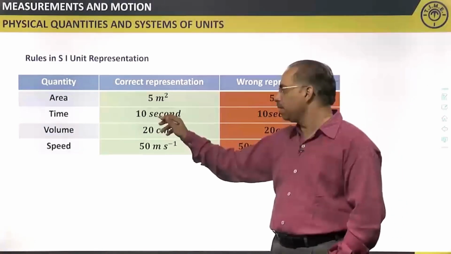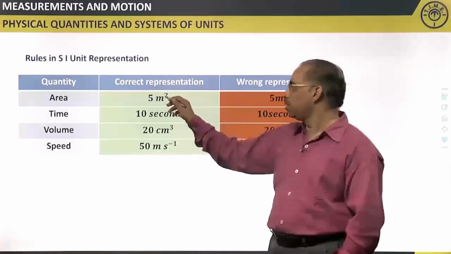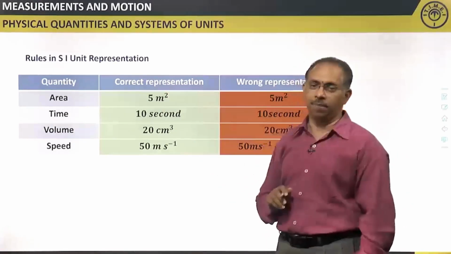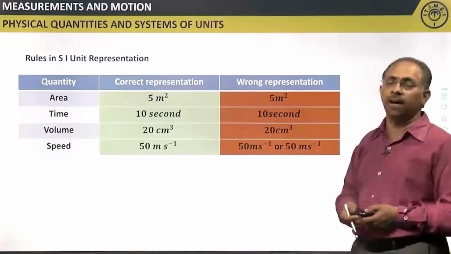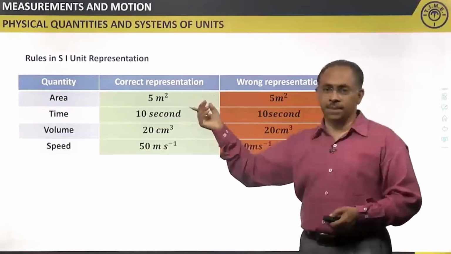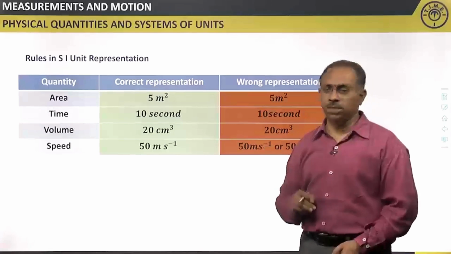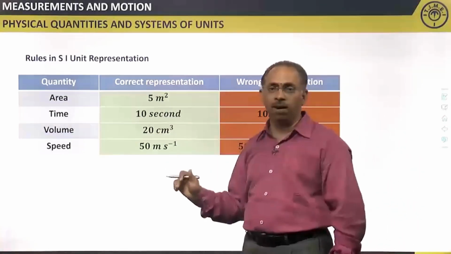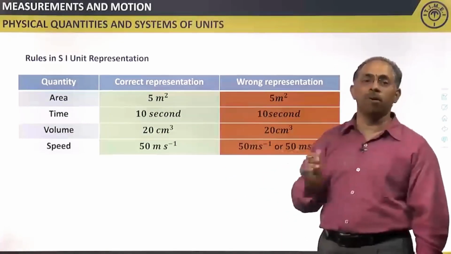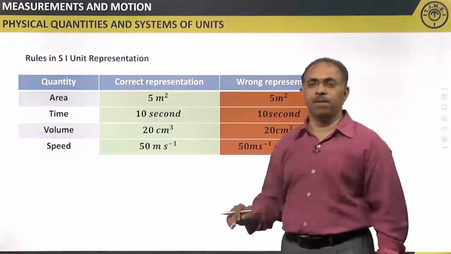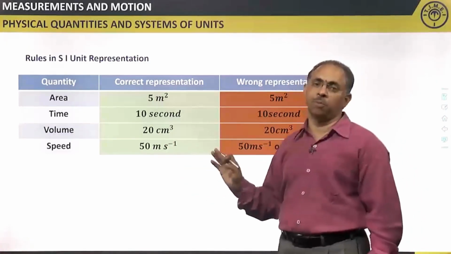In this example, the name of the unit is written, whereas in this example, the symbol for the unit is written. Okay. Whichever way you write, either the name of the unit or the symbol notation, you need to have one space between the number as well as the unit. If it is a compound unit like meter per second, you need to give space between the individual units also.